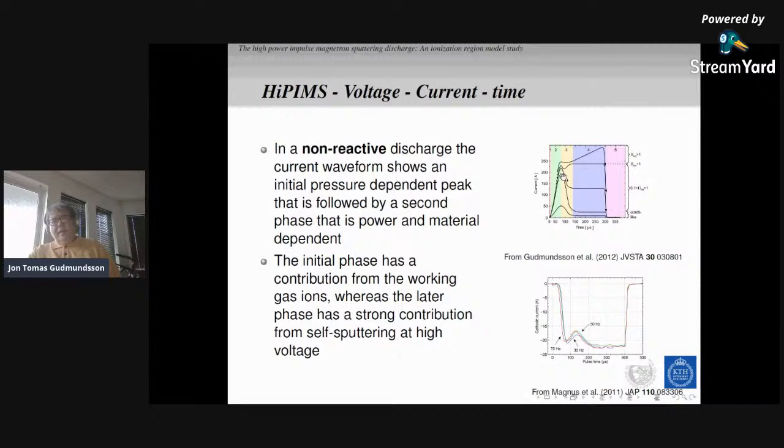kind of plateau. So this is a schematic of the discharge current behavior, given we have a square voltage pulse. And below we see an actual measurement. This is the current in a discharge with argon-nitrogen mixture operated at different pulse frequencies. So we see this general shape. There is an initial peak, which we say is a pressure-dependent peak and depends heavily on the argon species, and then there is a drop, and then there is this plateau, which depends on self-sputtering from the cathode target. And we get back to this later on in the talk.